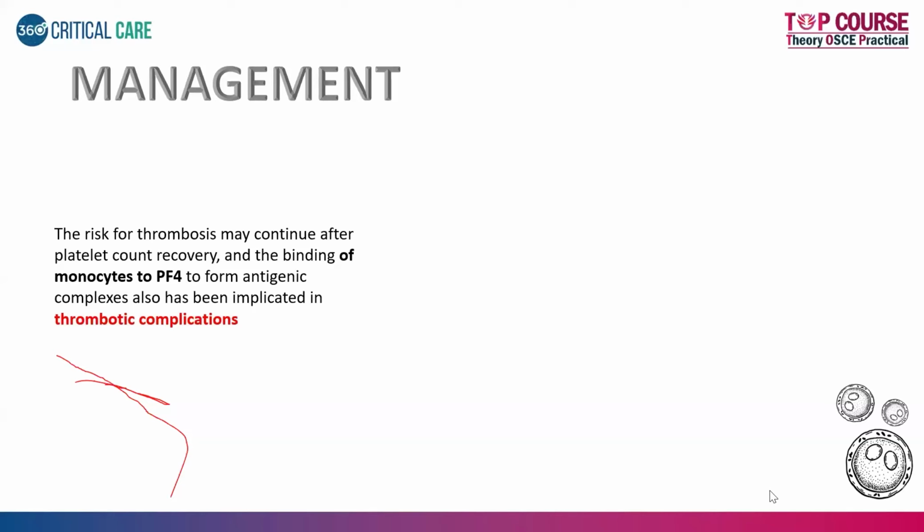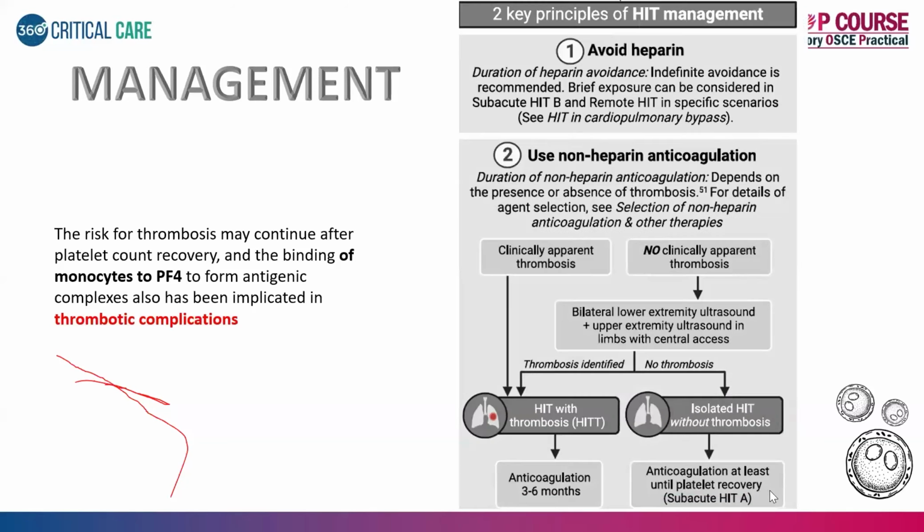Usually, what happens is monocytes bind to the platelet factor 4, wherein they start the prothrombotic cascade. So the two key principles in HIT management: first, avoid heparin; two is anticoagulation strategy. Now you have understood why we do it and what are the things that we have to do. So the use of non-heparin anticoagulation is what we are looking forward.